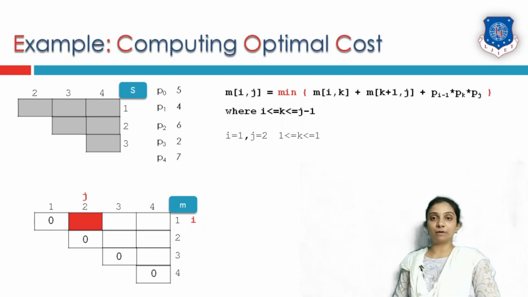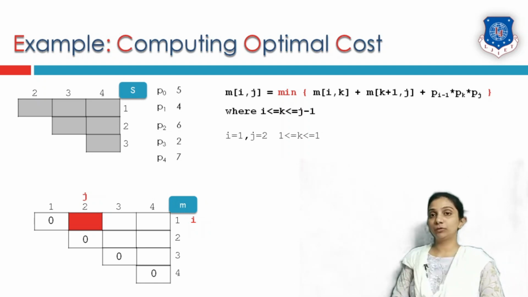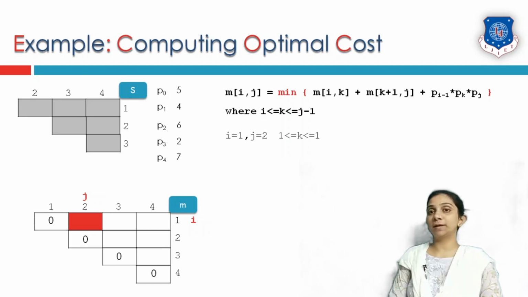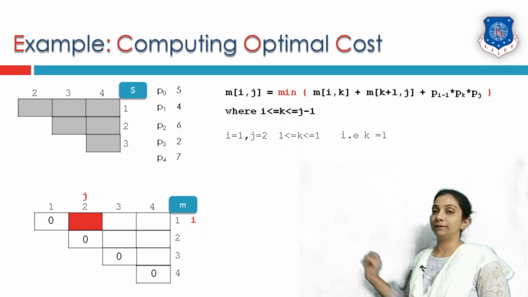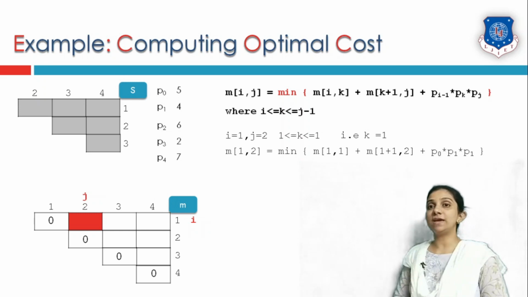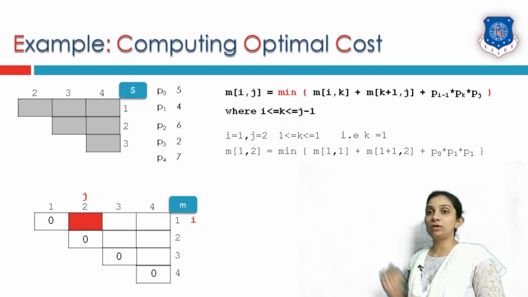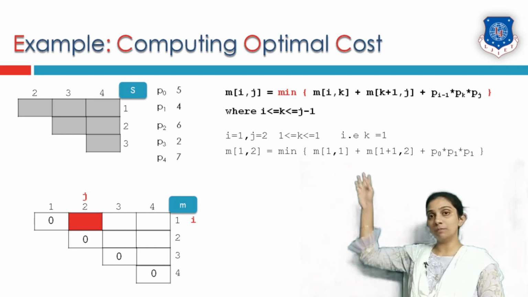Cell number 1,2. We are currently working in row 1 and column number 2. So my k value must lie between i and j minus 1. As you know, i's value is 1 and j minus 1 is also 1. My k's value should be equal to 1 only. That is, my k is equal to 1. So i equals 1, j equals 2 and k equals 1. These values are going to get substituted in our above formula.